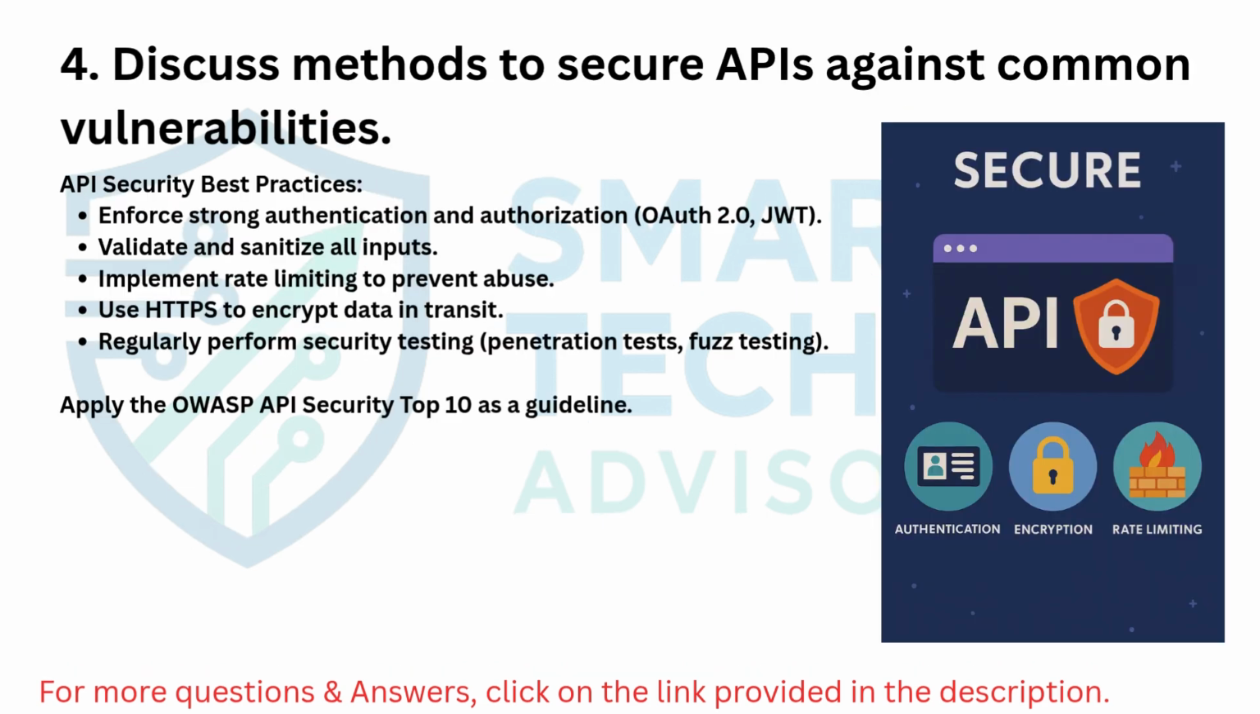Next question: discuss methods to secure an API against common vulnerabilities. API security best practices: enforce strong authentication and authorization. Validate and sanitize all inputs. Implement rate limiting to prevent abuse. Use HTTPS to encrypt data in transit. Regularly perform security testing like penetration tests and fuzz testing. Apply the OWASP API Security Top 10 as a guideline.